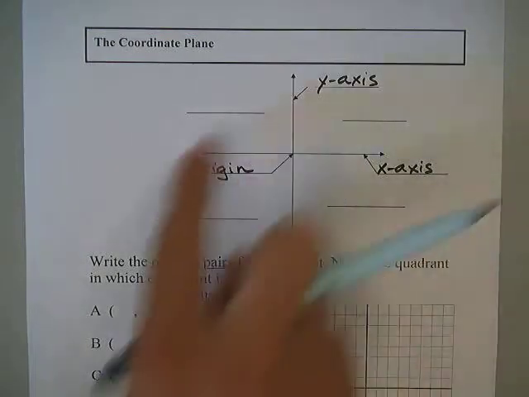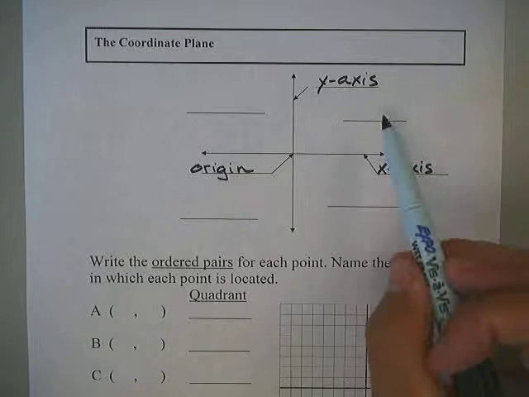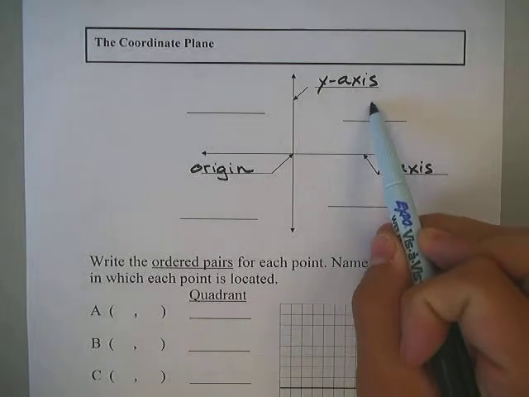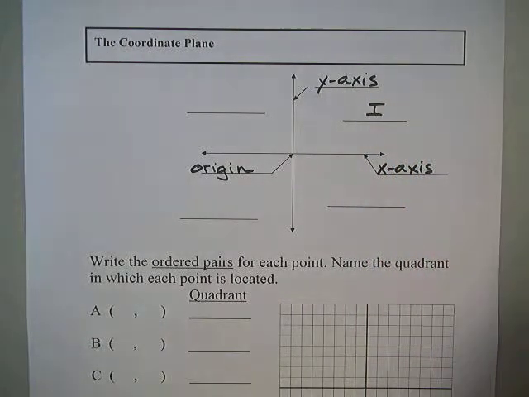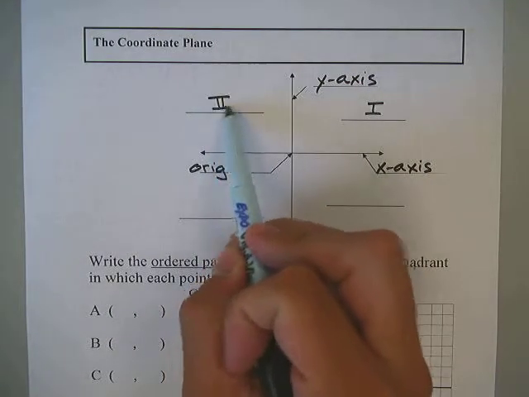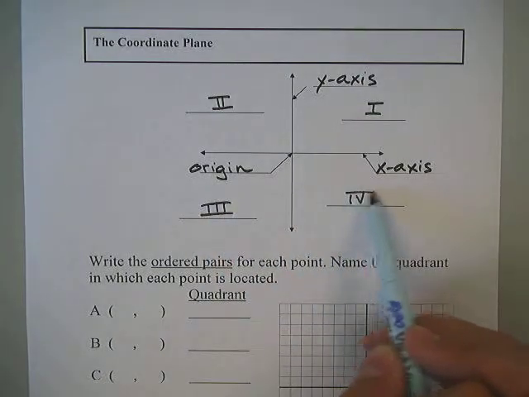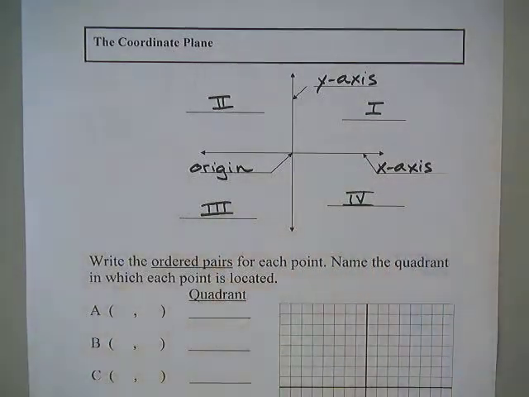And if you notice, the graph itself splits the paper up into four what we call quadrants. This over here is called quadrant 1, and traditionally we use Roman numerals. And then if you go counterclockwise, this is quadrant 2, quadrant 3, and quadrant 4.